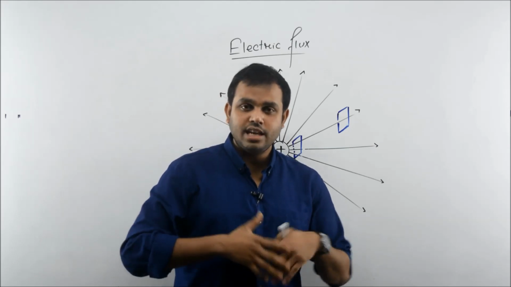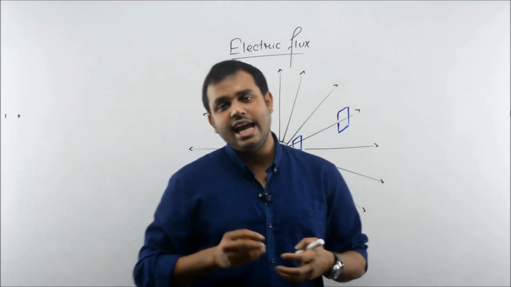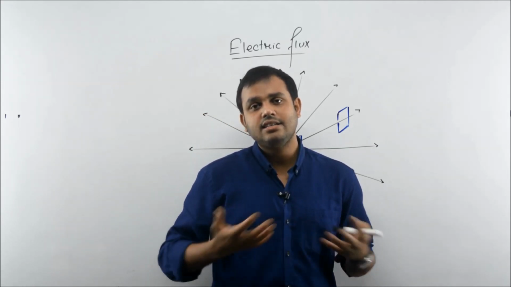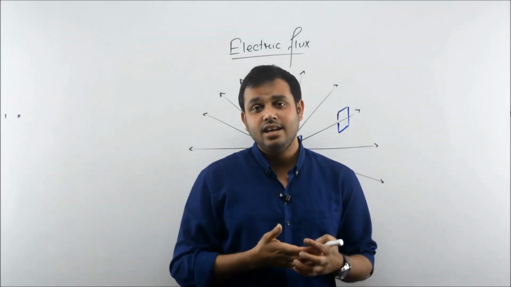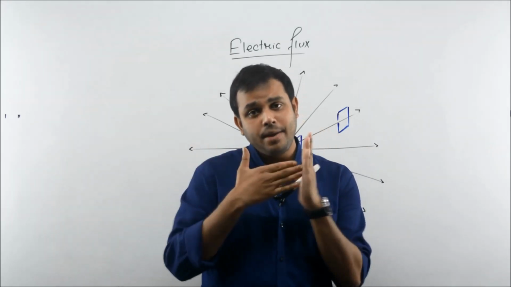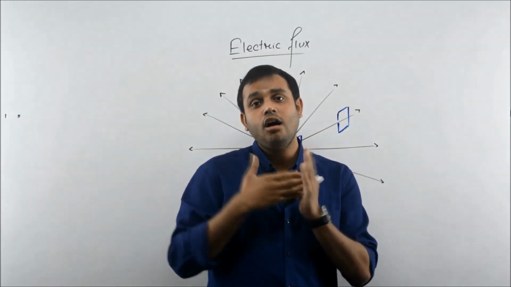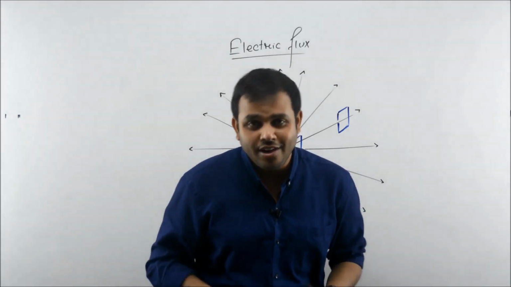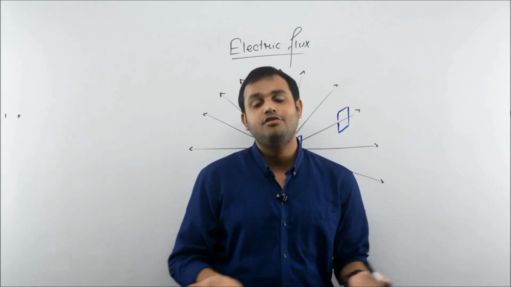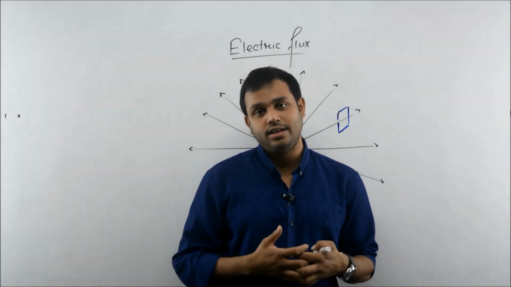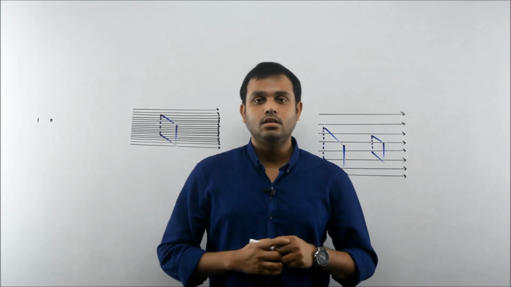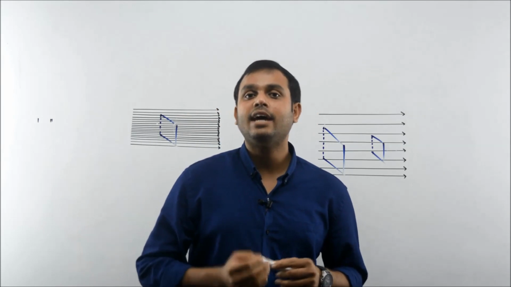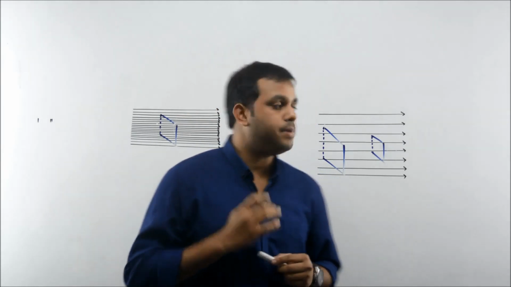Clear, students? So from the definition itself we can understand that electric flux is a scalar quantity. What is the definition? It is the amount of electric field lines passing through a given area or through a given surface. So it is the amount of field lines. So obviously it is a scalar quantity. Clear, students? Now students, we will see what are the factors on which electric flux through a surface depends.